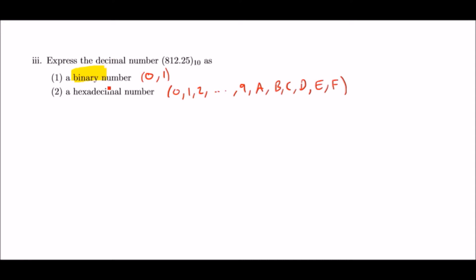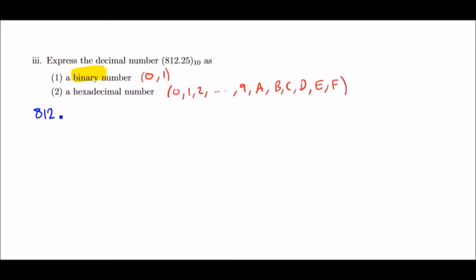So let's do the first one first. Let's express the decimal number as a binary. Now, the way this works, we need to work with firstly the whole number part, and then next we work with the fractional part, the 0.25. So let's do this in steps. So working with the whole number first, let's start with 812. Doing the same method, we need to divide and go, okay?